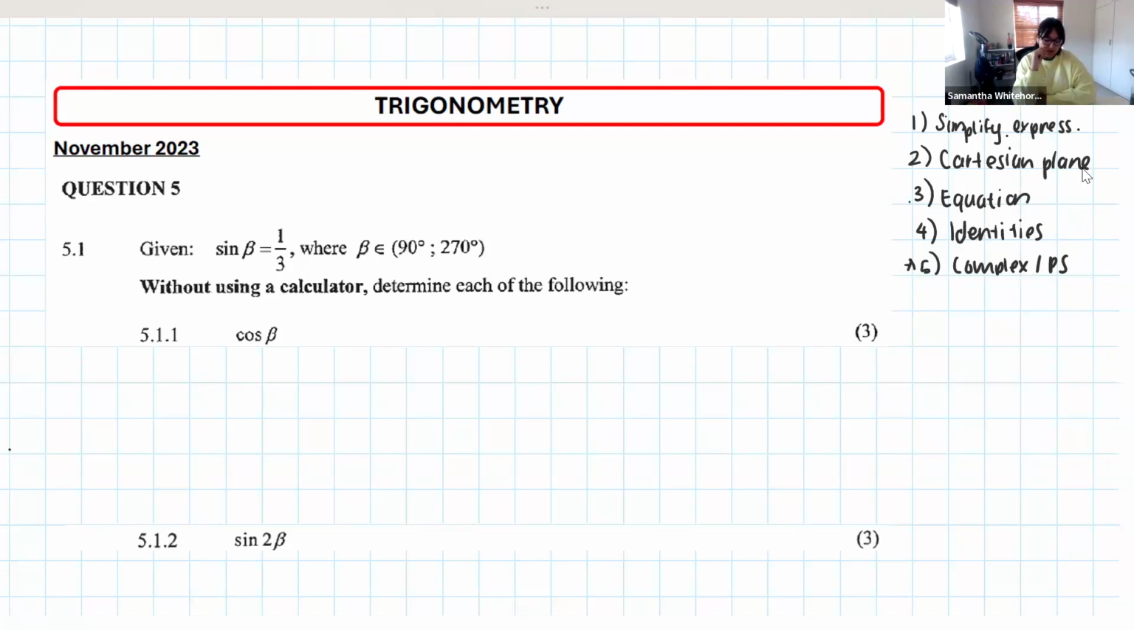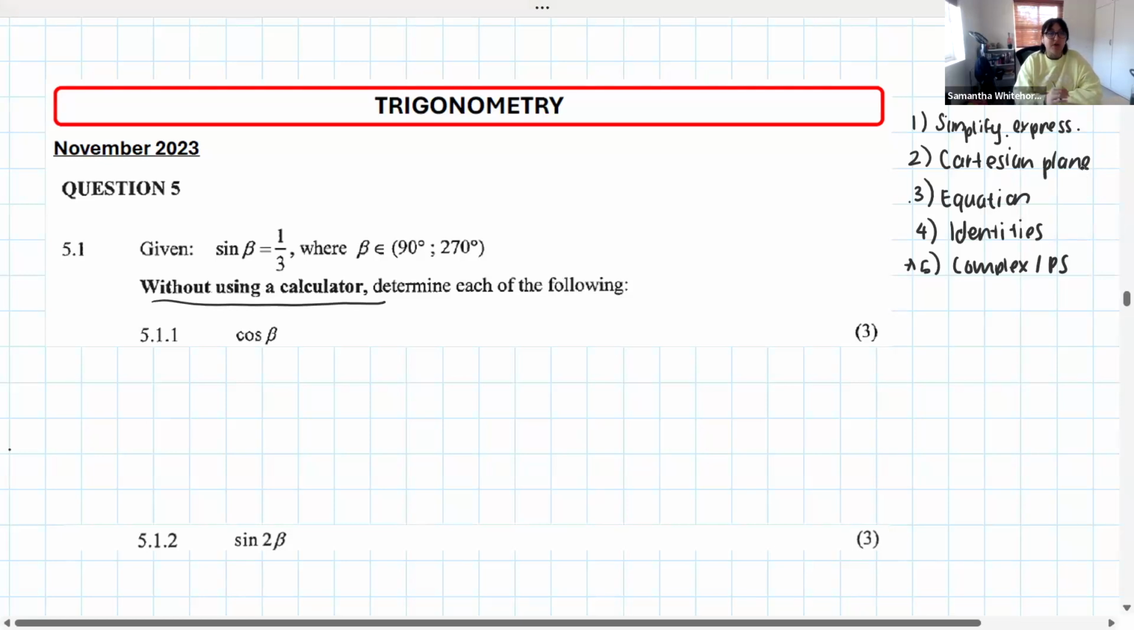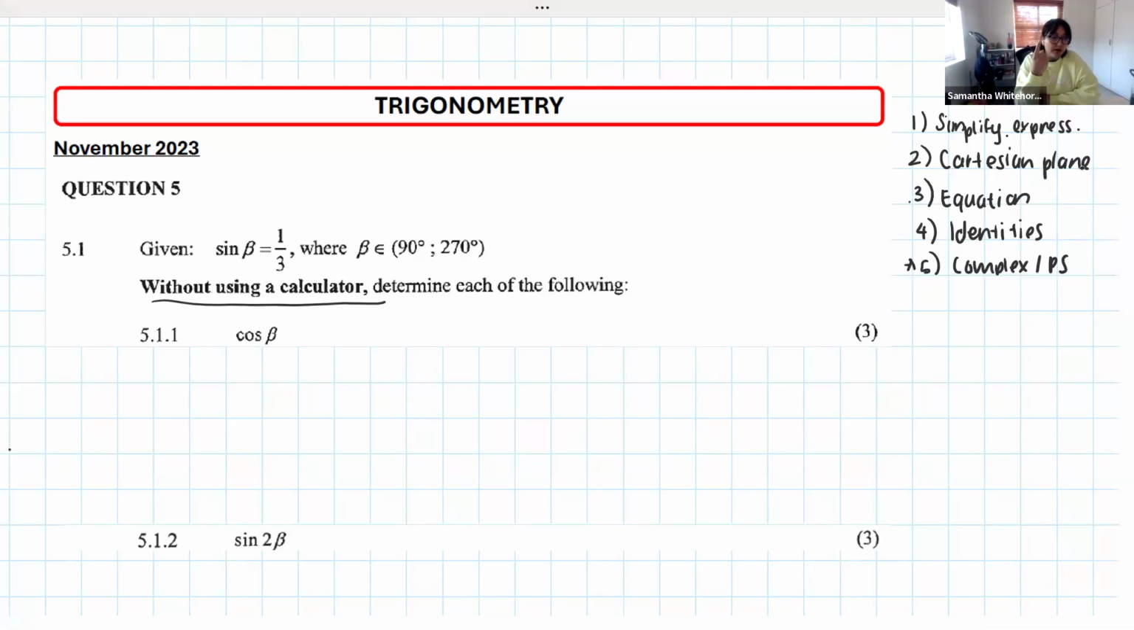So it says, given sine beta equals a third, where beta is an element of 90 to 270. So a couple of things I want to point out here. Firstly, it says, without using a calculator, determine each of the following. So the second we're told without a calculator, there's two things that should come to mind. One, special angles. But because the ratio that I've been given here does not have an angle, we're working in terms of beta.